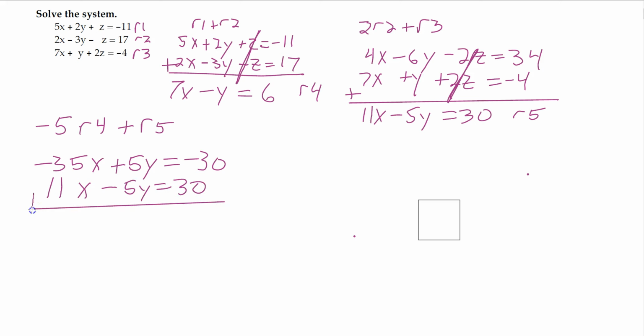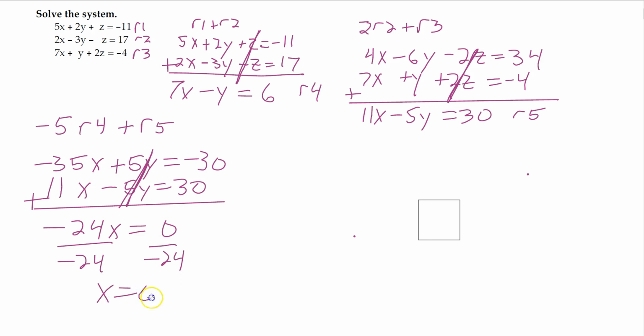When we add these together, notice I have succeeded in getting the y's to eliminate. That's the goal of this whole process. You start by eliminating one variable, in this case z, twice. That gets you 2 equations with no z's. Then eliminate something else. We are down to negative 24x equals, and negative 30 plus 30 is 0. If I divide by negative 24, I get x equals 0. That's the x value that solves the system.